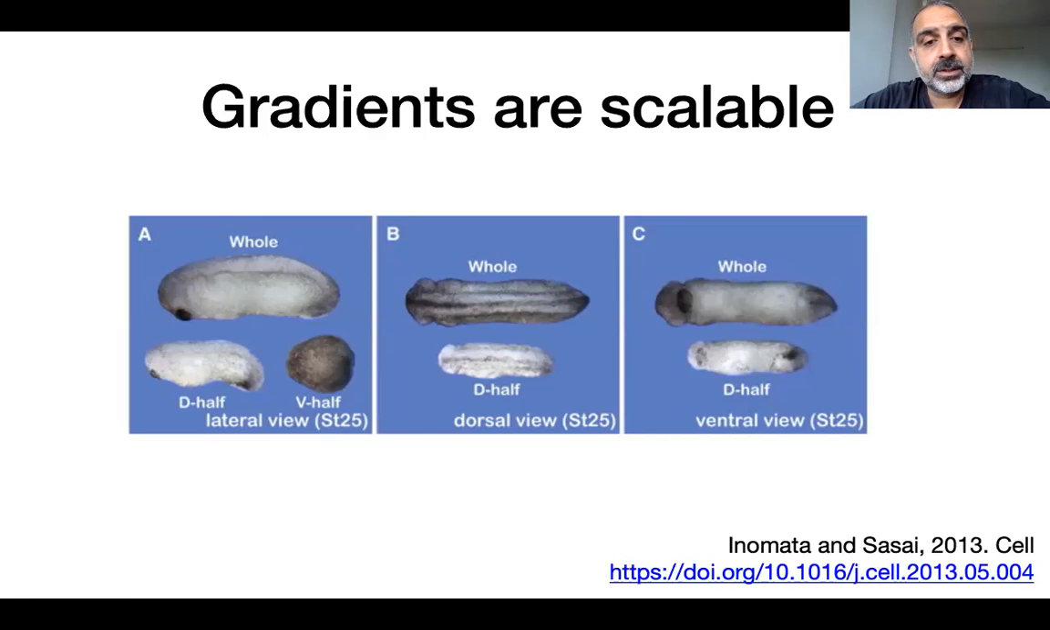Questions on frogs, chickens, mice, flies, fish, worms?